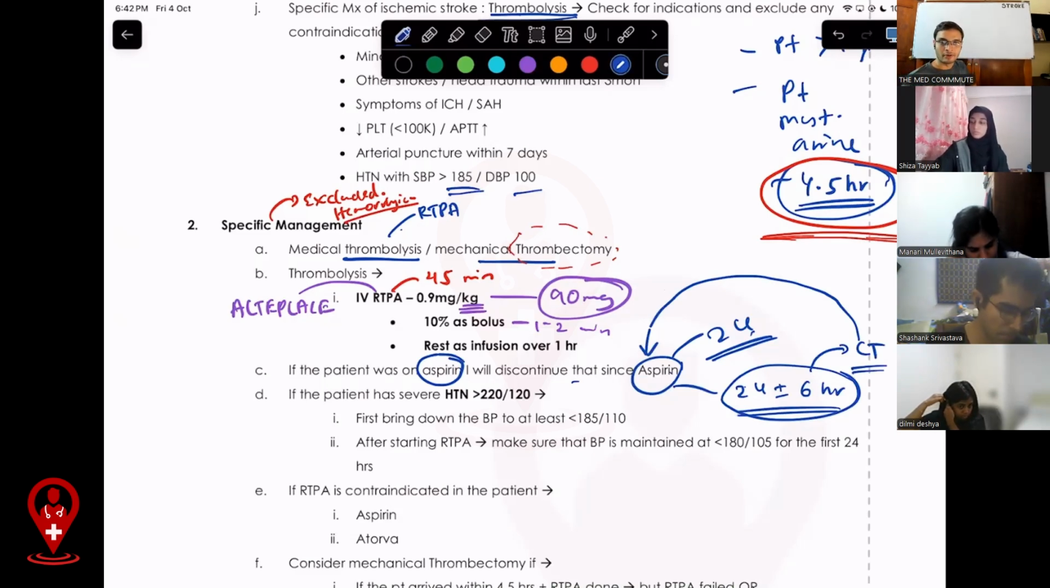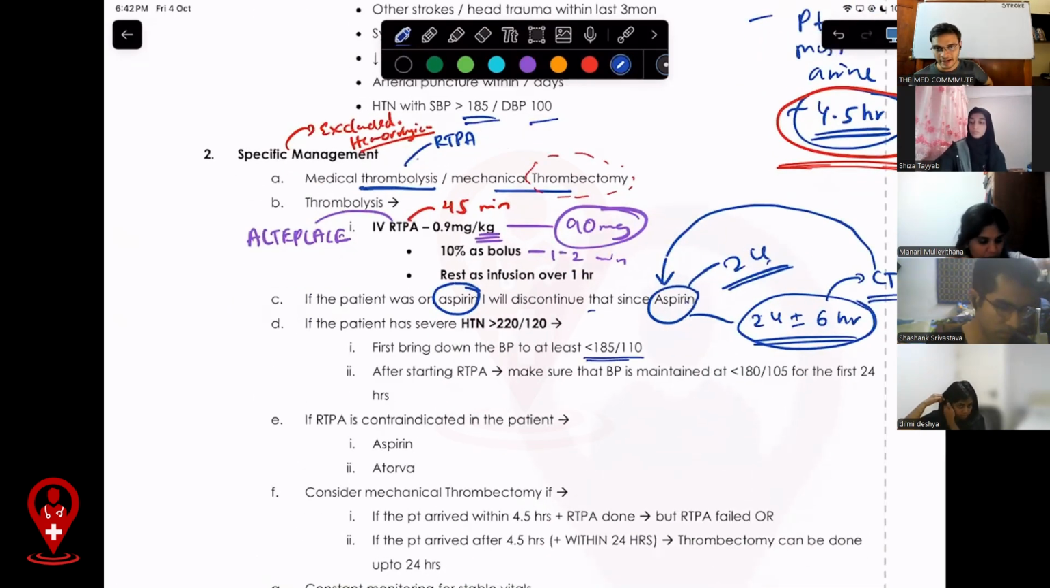Now, if the patient had hypertension, what did we say? First, bring it down to less than 185 by 110. After starting RTPA, guys, we want to maintain the blood pressure at less than 180 by 105 for the first 24 hours. Now these values, for the emergency, you all know I am not an advocate at all of memorizing, but there are certain things we must memorize as physicians. In the acute setting, you don't have time to go through guidelines. It must be here. These things must be memorized.